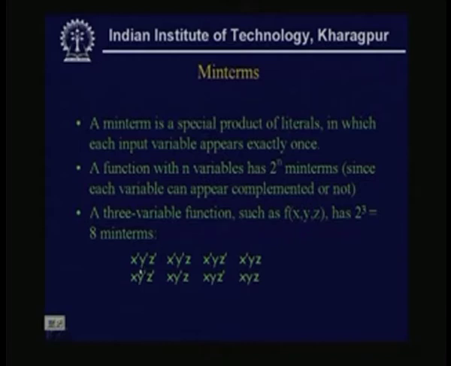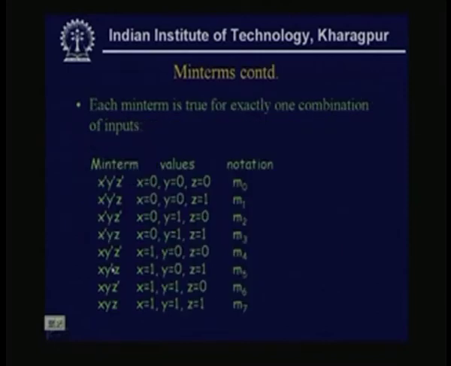So, minterms are a' b' c', a' b', x' y' z', x' y' z, x' y z', x' y z, like all the terms. These are all the possible minterms.